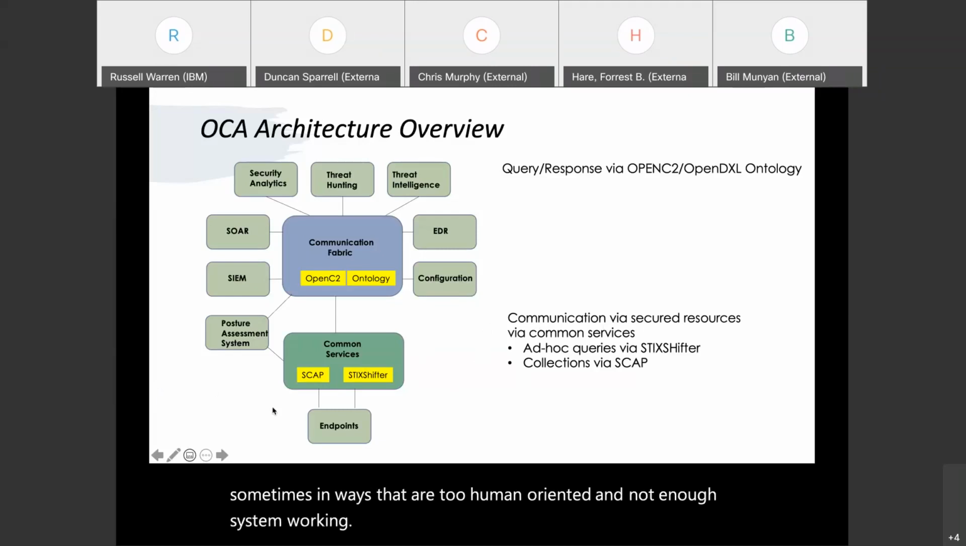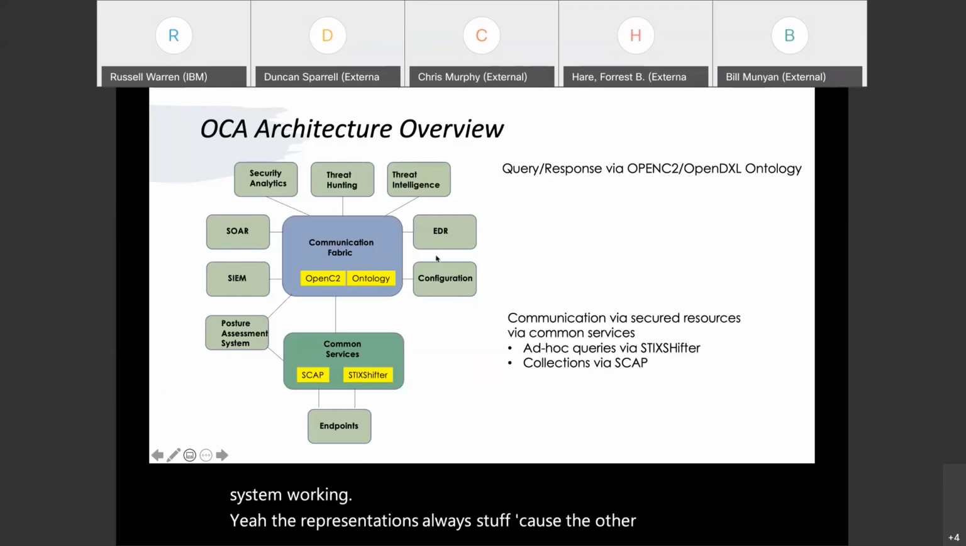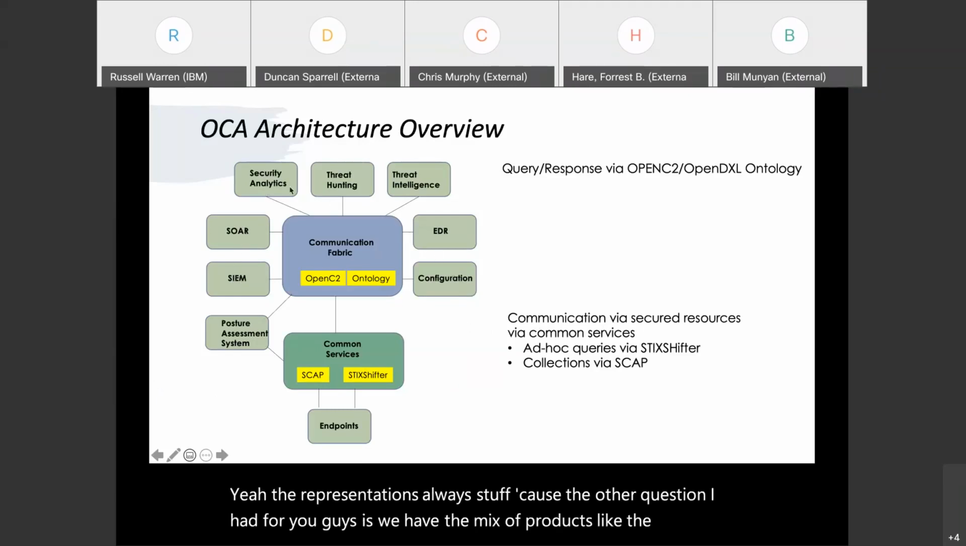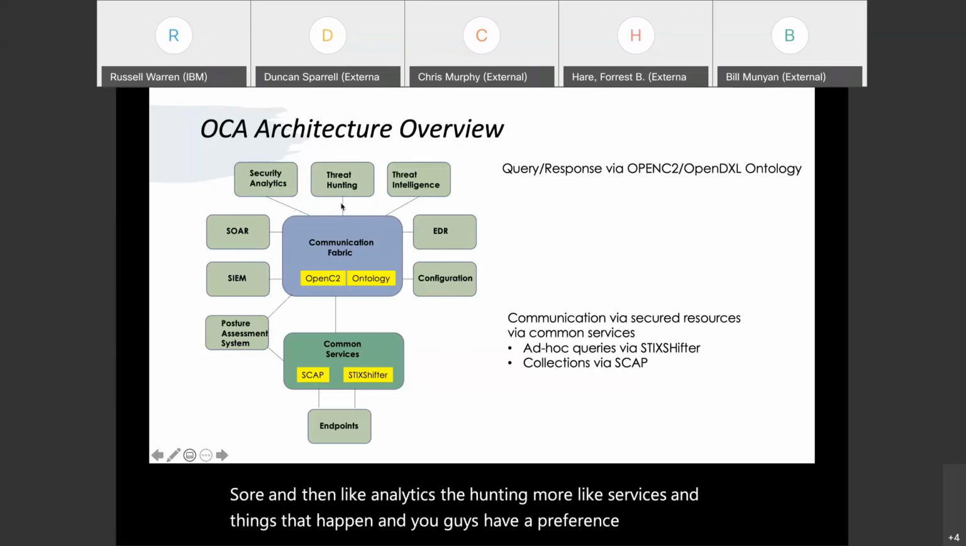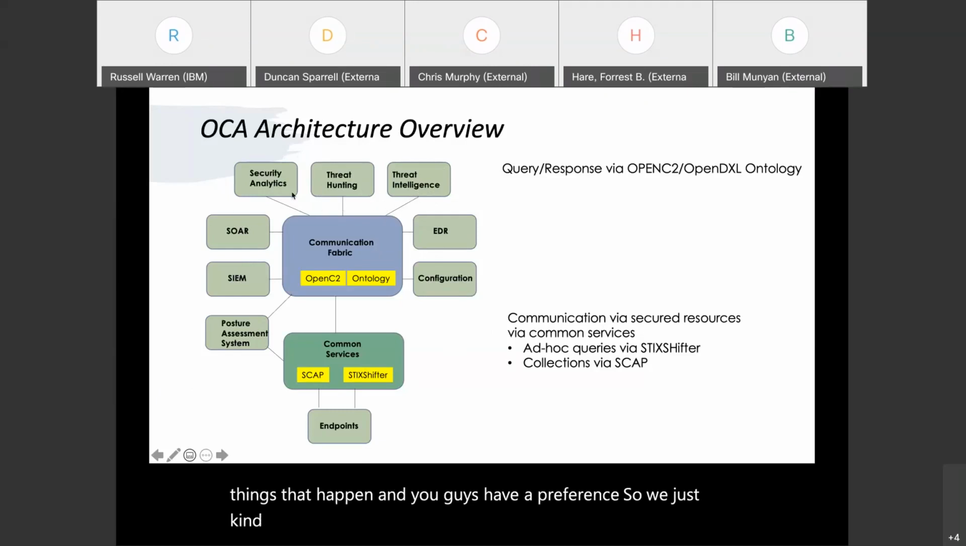Okay, yeah. For you guys, we have the mix of products like the SIM and SOAR, and then analytics and hunting, more like services and things that happen. And do you guys have a preference? Should we just kind of represent things? How is the SIM and threat intelligence different? Which one? This one? These two?